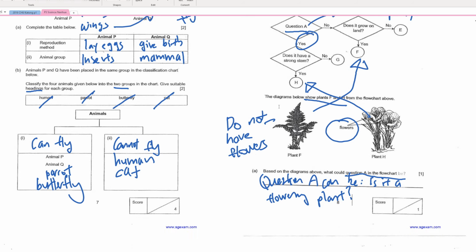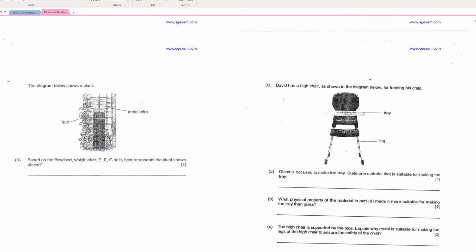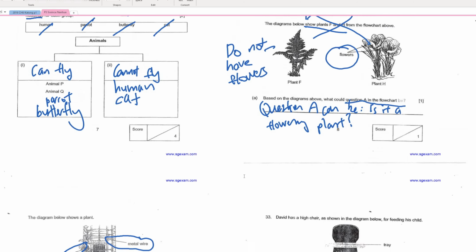Okay, let's move to part B. The diagram below shows a plant. Okay, we have the fruit over here, and we have the metal wire. Based on the flow chart, which letter E, F, G, or H best represents the plant above?